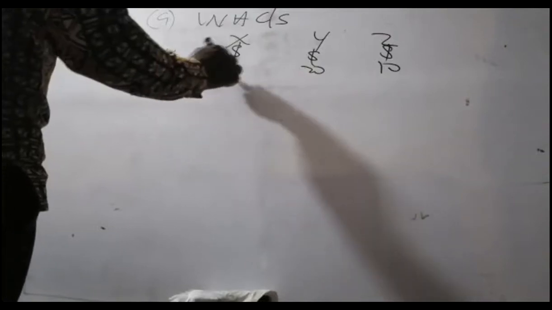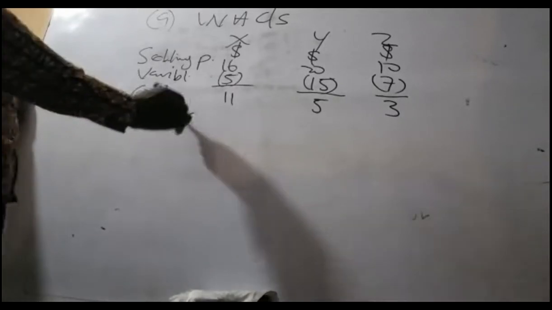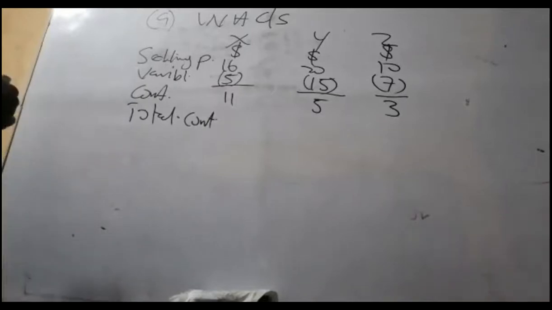What's the variable cost? So 11, 5, 15, and 7. Therefore your contribution will be 11, 5, and 3. Then again, you go to total contribution. We have to get a mix first, right? So let's get our mix.